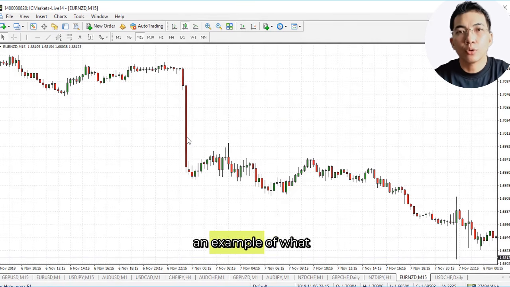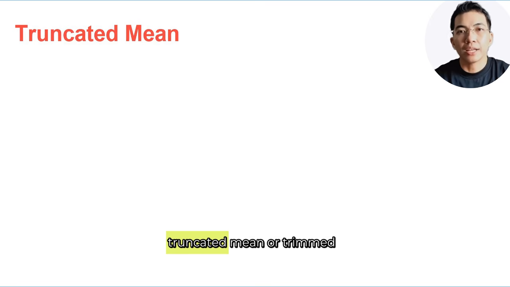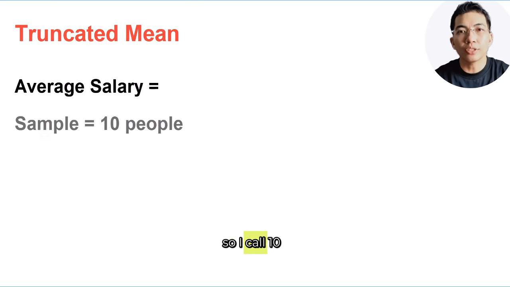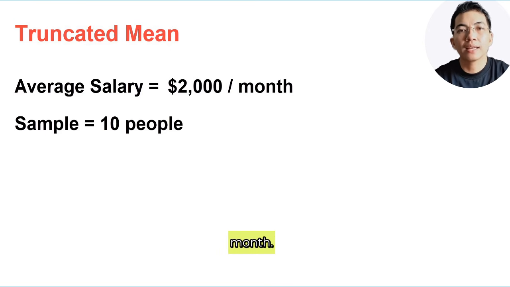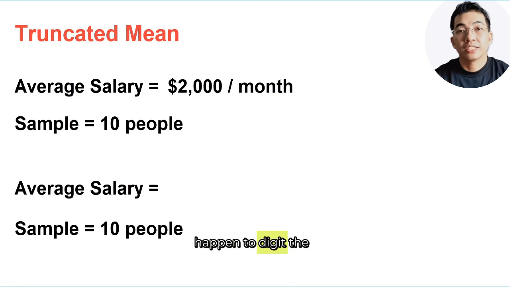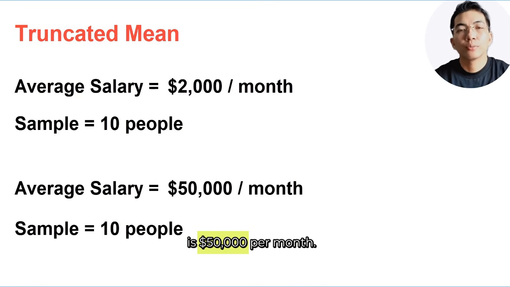Let me give you an example of what in statistics is called a truncated mean or trimmed mean. We are trying to calculate the average salary in the United States, so I call 10 random people and ask them if they can share with me the exact figure of their salary. Let's say that the average is $2,000 per month. I do it another time calling other 10 random people and I happen to dial the number of Bill Gates. This time the average is $50,000 per month. Is this a good representation of the average salary in the United States?